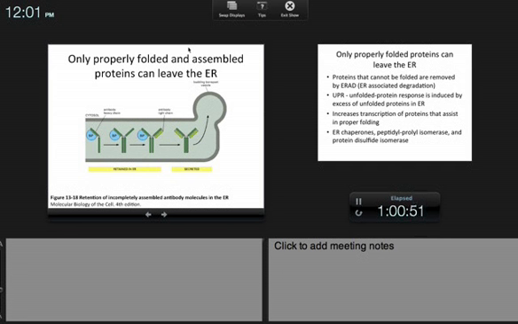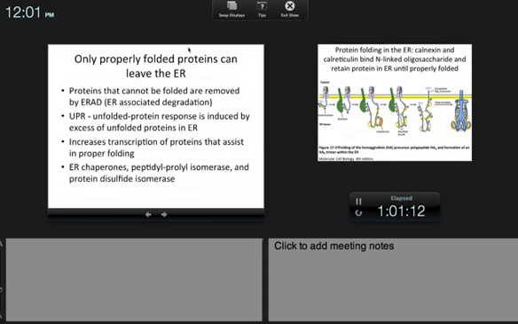So you're going to be retaining a protein in the ER until it's properly folded, and if it's not able to be folded properly due to a mutation or something like that, then it will be removed through ERAD and degraded in the cytosol. Okay, so proteins that cannot be folded, they're removed by ERAD, ER-associated degradation.